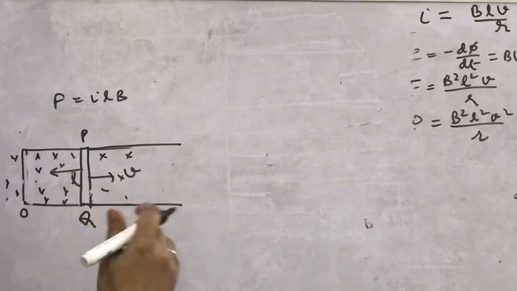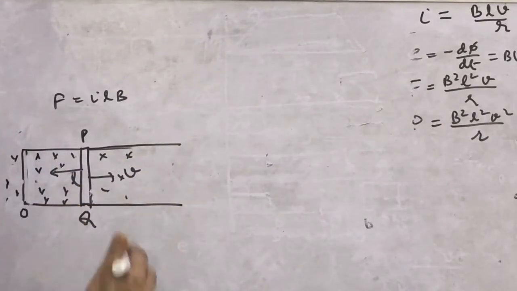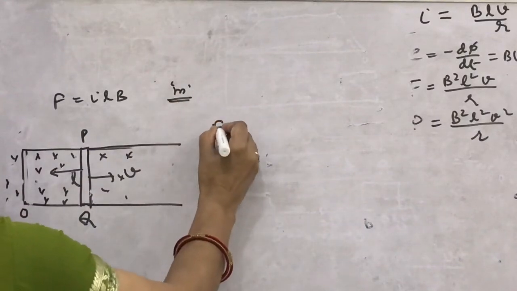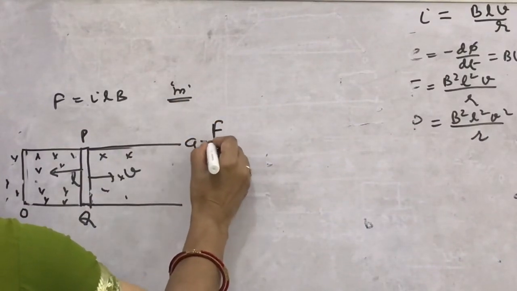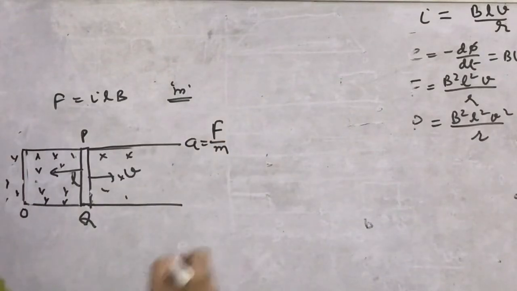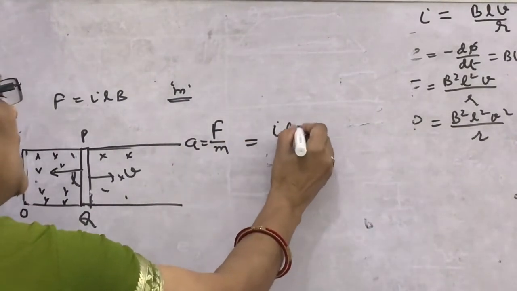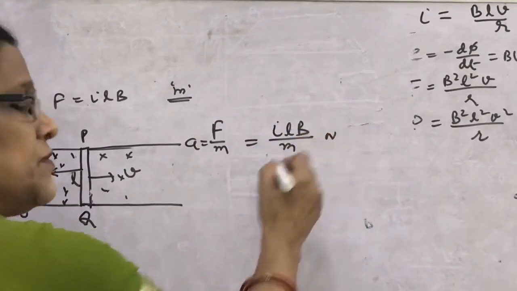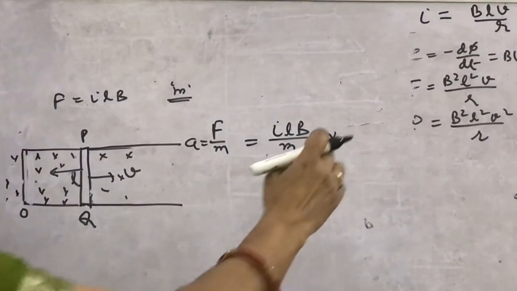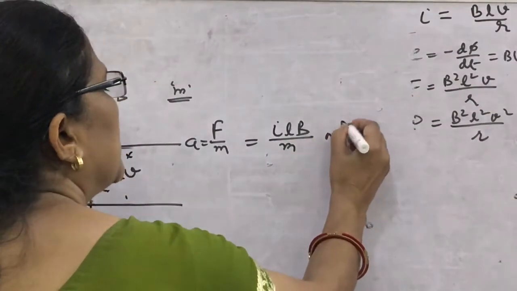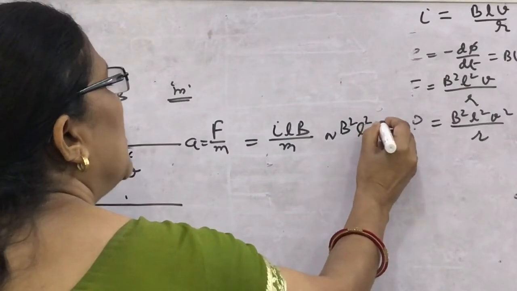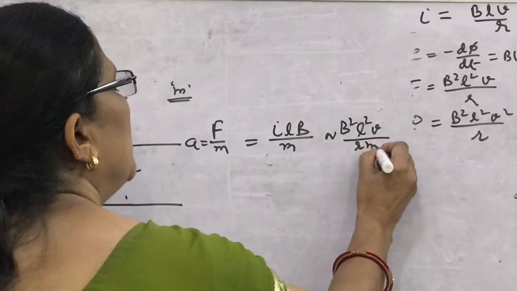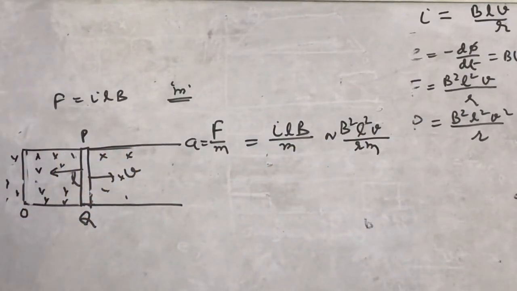So, what is the retardation? How will you find it? If the mass of the rod is m, then retardation is F upon m. What will you write here? This is ILB upon m, or you can write the force in terms of B, L, V and R. So you can write B square L square V upon R into m. This will be the retardation.